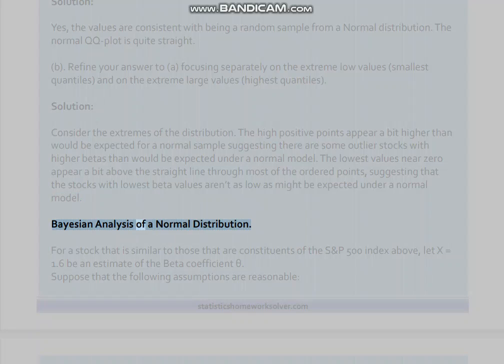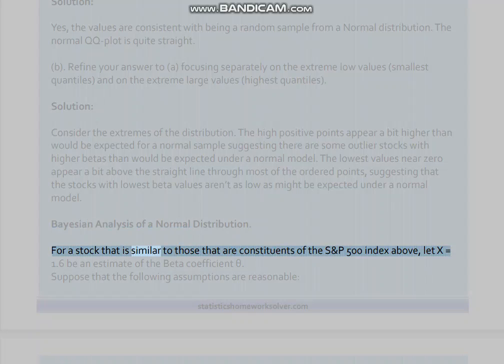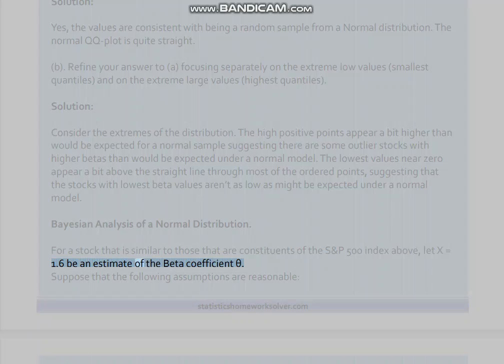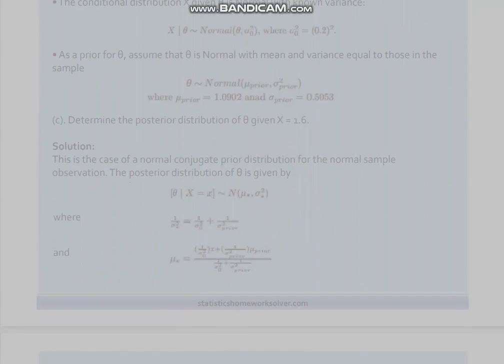3. Bayesian analysis of a normal distribution. For a stock that is similar to those that are constituents of the S&P 500 index above, let x equals 1.6 be an estimate of the beta coefficient theta. Suppose that the following assumptions are reasonable. The conditional distribution of x given theta is normal with known variance. As a prior for theta, assume that theta is normal with mean and variance equal to those in the sample.